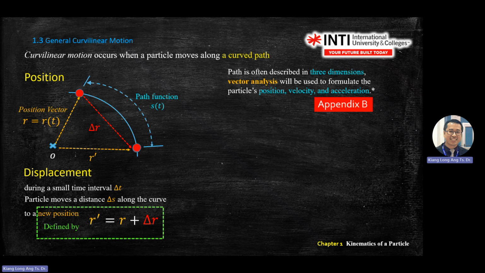Okay, so we come to the curvilinear motion. You need to build a vector every time you see a curve motion. So you need to build your center point. Where does the direction move?